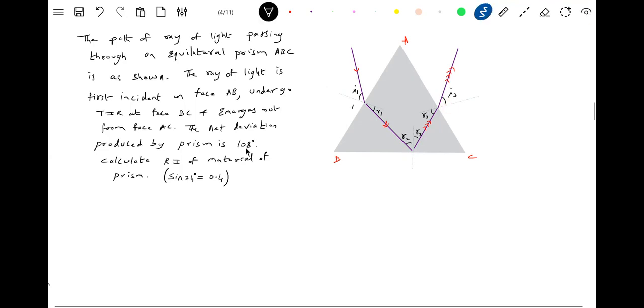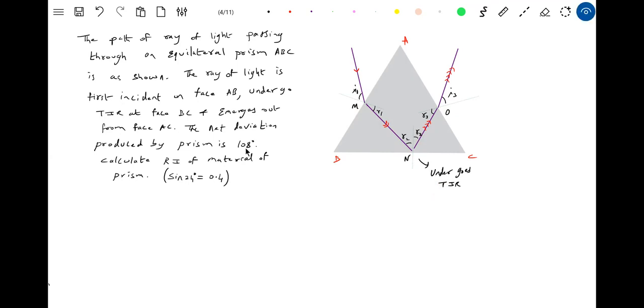So deviation, it will undergo TIR here. If it undergoes TIR, it will act like a reflecting surface. Angle of incidence should be equal to angle of reflection. Now we have to calculate the mu of the prism. What should be the approach? Way to bring the mu.